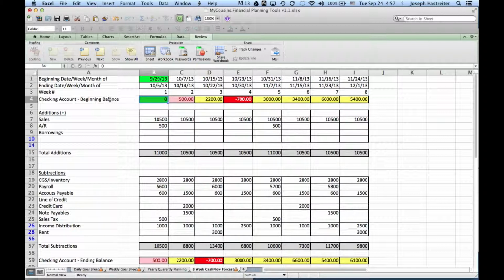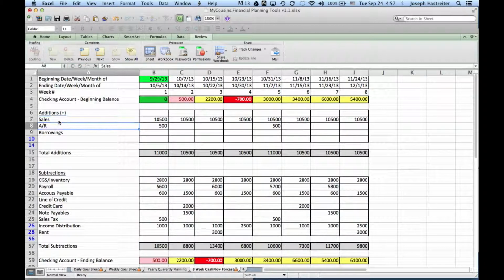So we have our beginning checkbook balance, and then here we have our total additions. These are ways that money comes into our business. We have sales, some accounts receivable, and some borrowings. Maybe you have some other ways. So this is where you'd input sales, AR, borrowings, or maybe some other ways money comes in.